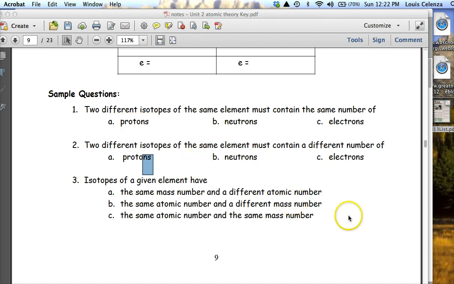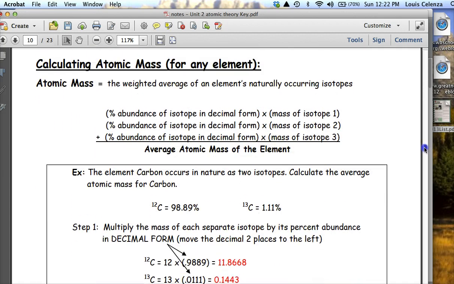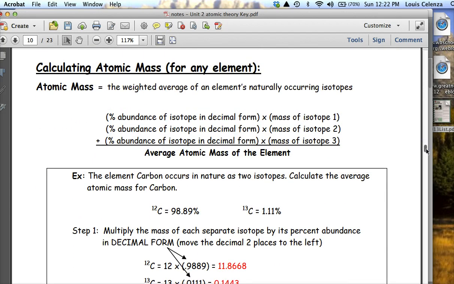So let's move on down. This involves some math, so you're going to need a calculator. A couple of things to talk about first. First of all, if you look at the periodic table, notice that the masses are not whole numbers. And if you look at the examples we just did, we put the mass of carbon as 12 and the mass of carbon as 13 and also 14. Well, those are the masses of those particular isotopes.